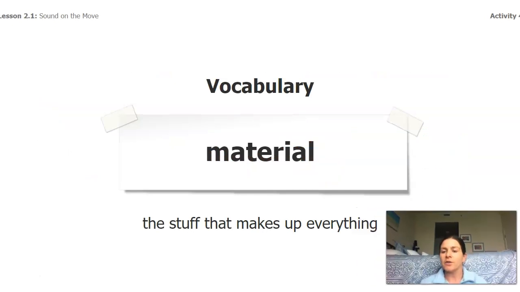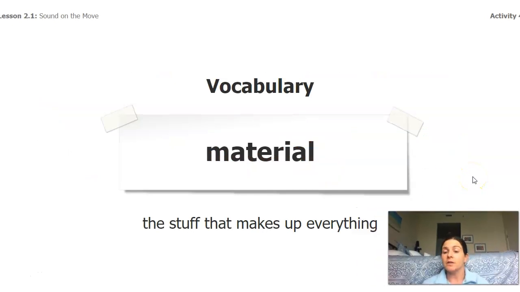Our vocabulary word that we're adding today is material. Material is just the stuff that makes up everything. There's a material on your shirt, there's a material on your bed, there's a material of your hair. All materials are different.